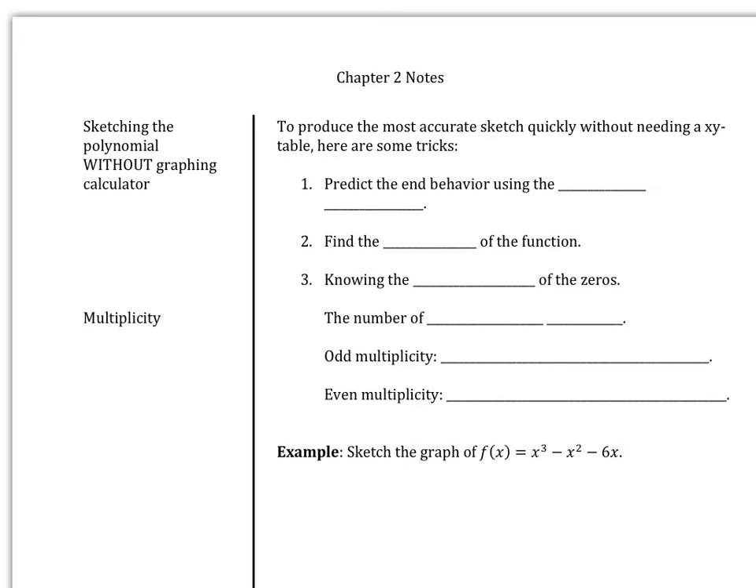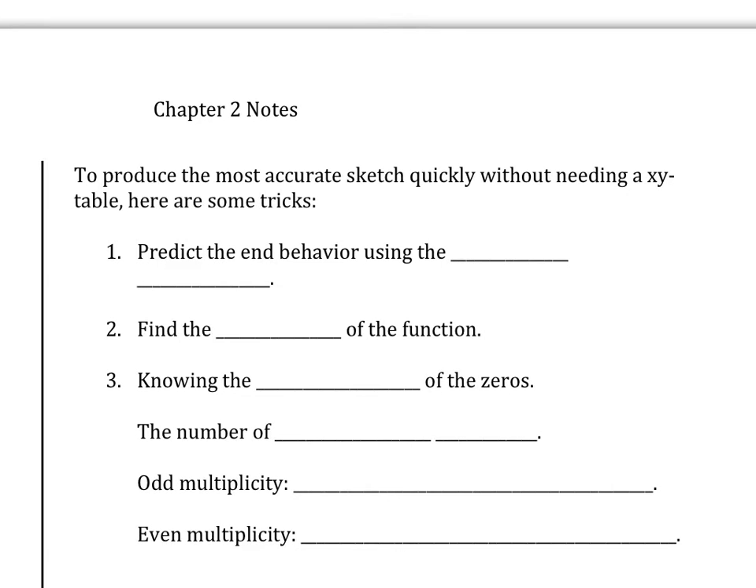Now let's practice. So we are going to learn how to sketch the polynomial without actually having a graphing calculator. So we can do that by knowing a few things. First, predict the end behavior using the highest degree. So, we got to kind of know where it starts and where it ends. Next, we're going to find the zeros of the function. So we want to know where it crosses the x-axis. And then from those zeros, we want to know the multiplicity.